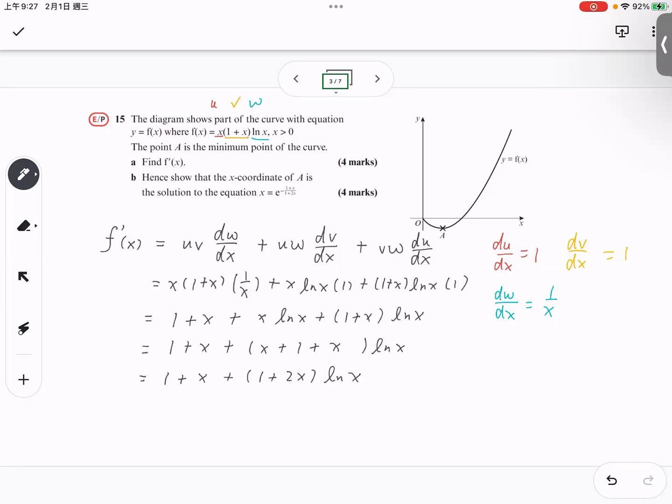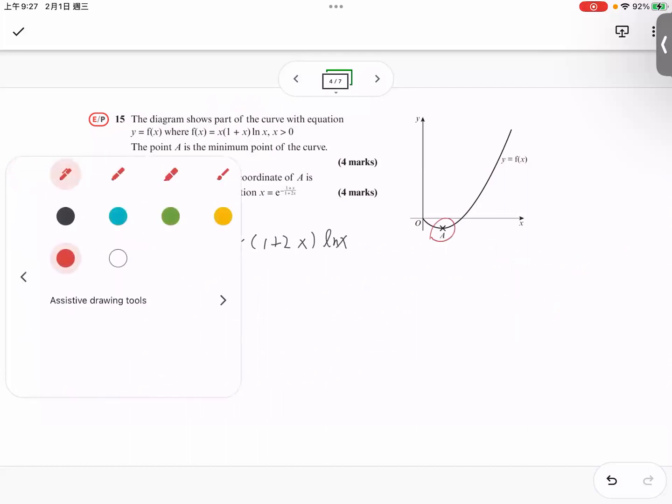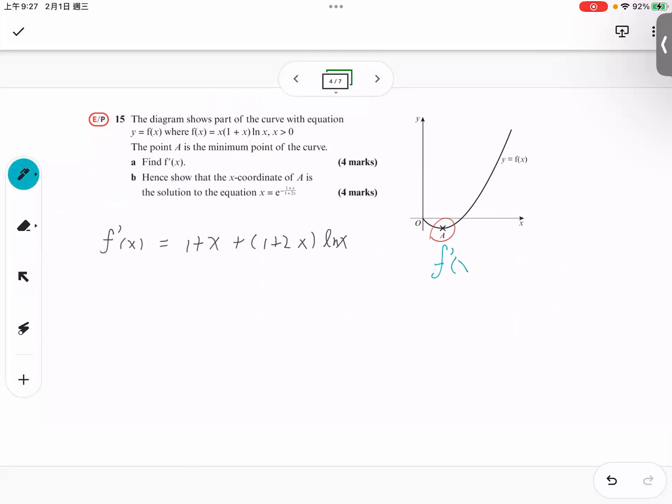Okay, now this is the most difficult part, B. B is: hence show that the x coordinate of A is the solution of the equation x equals exponential of negative (1 plus x) over (1 plus 2x). Now, how can we do it? First of all, I will give you some hints. Let me write down something for this one. We have f'(x) here, which is equal to 1 plus x plus (1 plus 2x) ln x. We obviously know that A is the minimum point, so that means f'(x) is equal to 0.